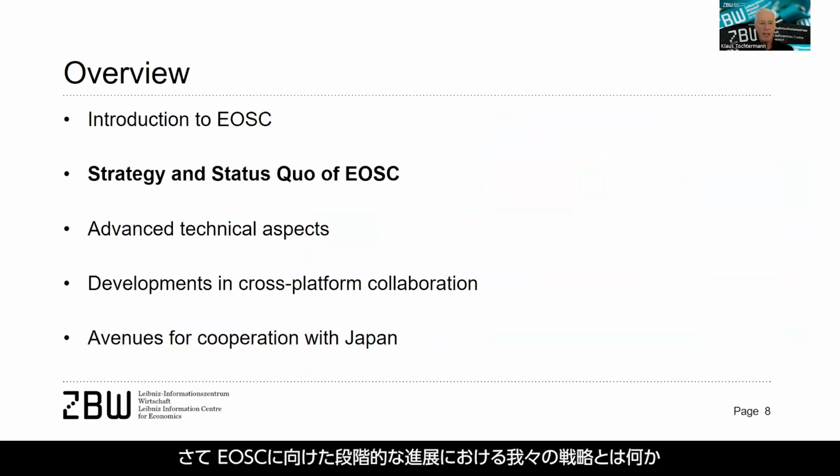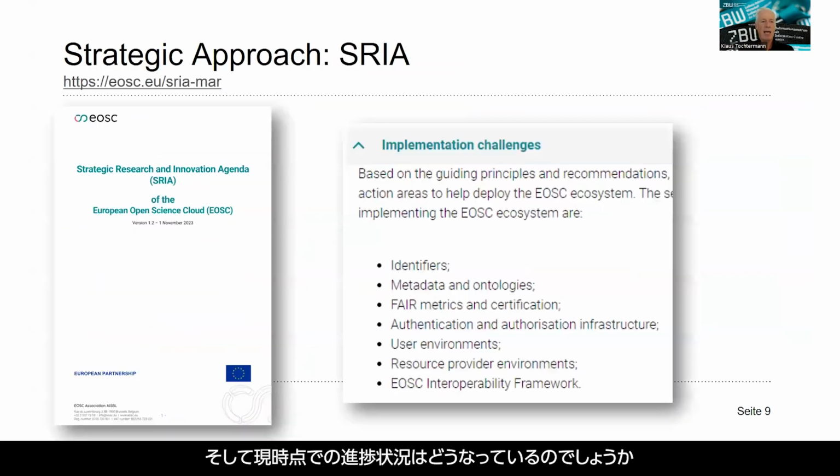Well, what is our strategy to progress in a stepwise fashion towards the EOSC, and where do we stand at this point in time? The strategy is written down in the so-called SRIA, the Strategic Research and Innovation Agenda. That is a document which is updated regularly. Currently, we have version 1.2. It's a document which is commonly agreed by the tripartite collaboration.